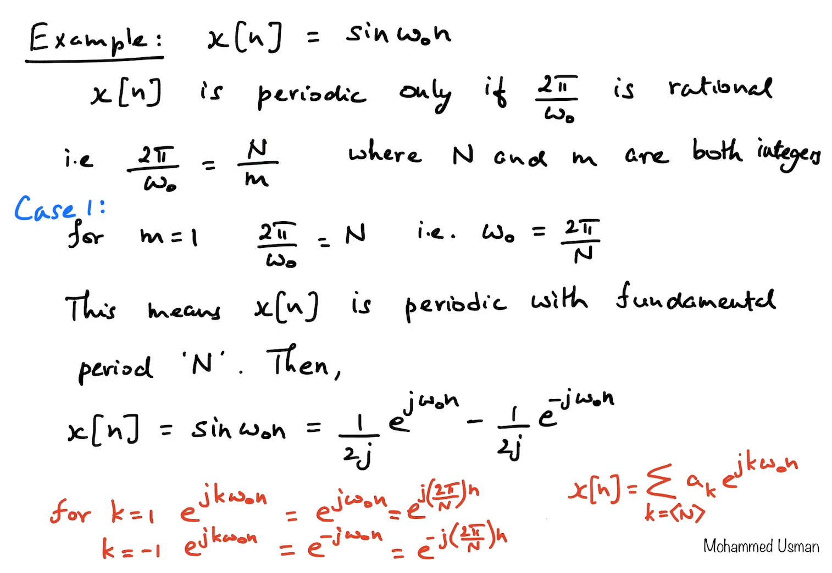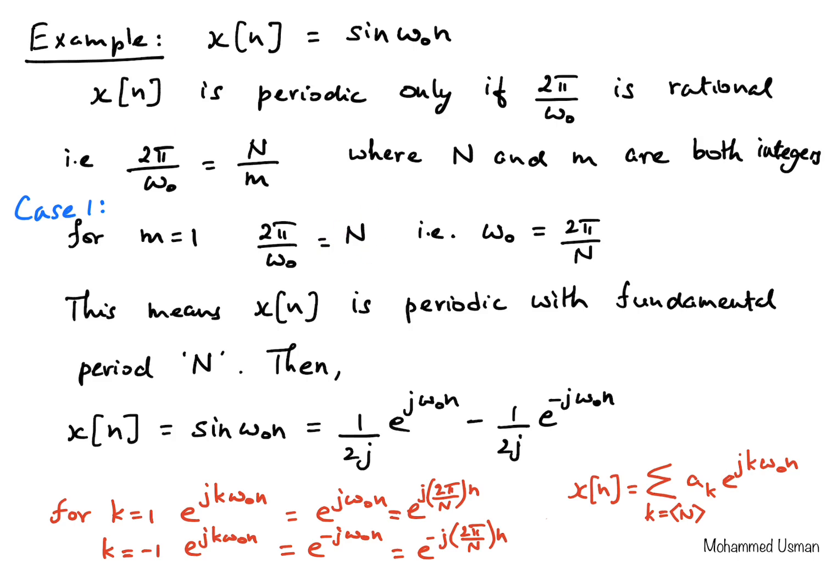So let's first take the simple case that 2 pi by omega naught is an integer, and every integer is a rational number because the denominator is 1. So we'll make the denominator, small m, equal to 1. So we get 2 pi by omega naught to be an integer value, that is n.